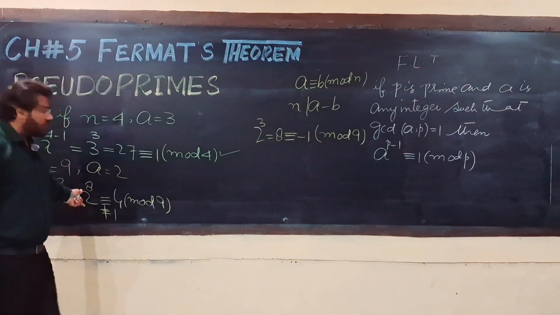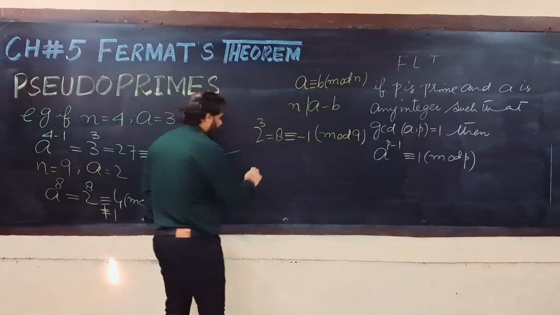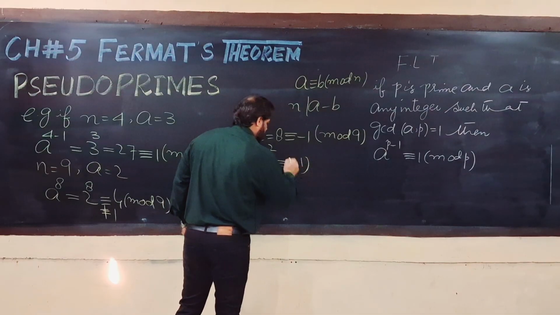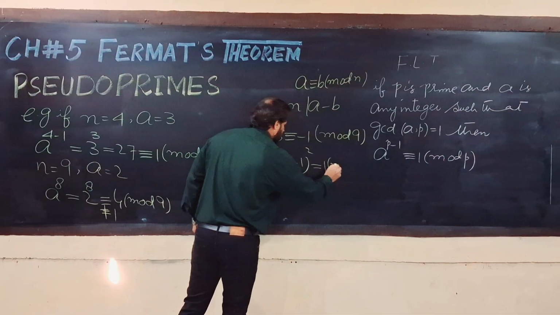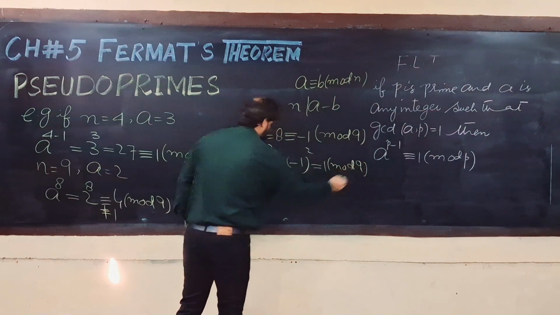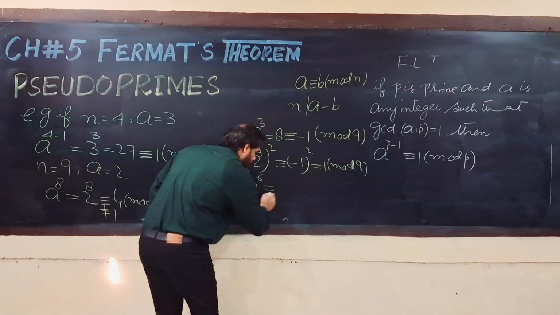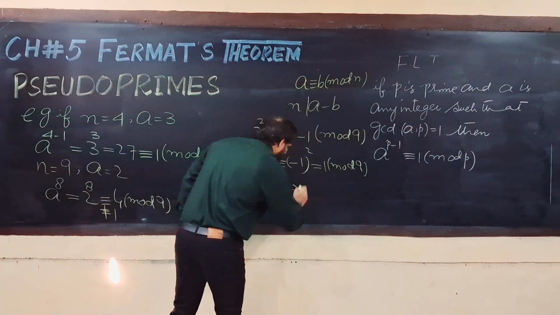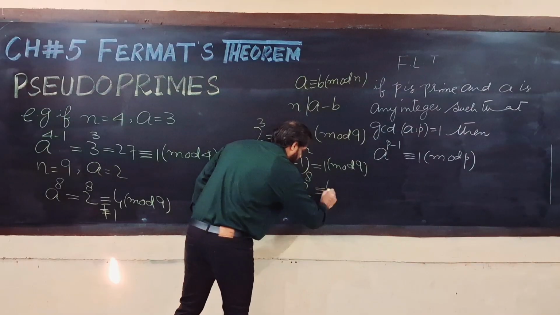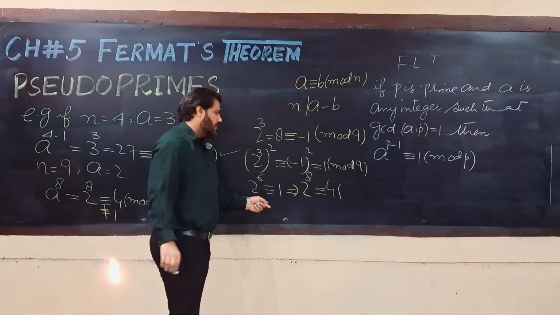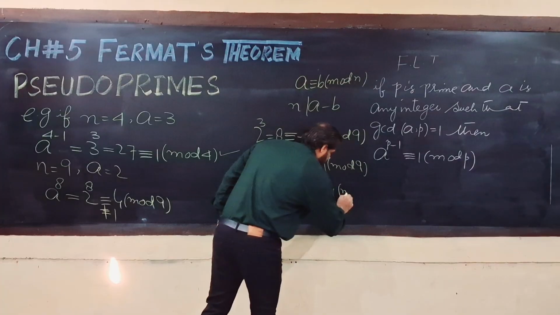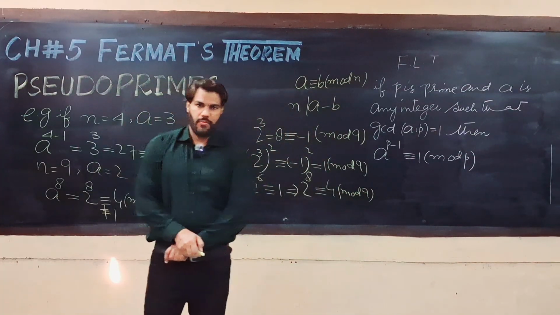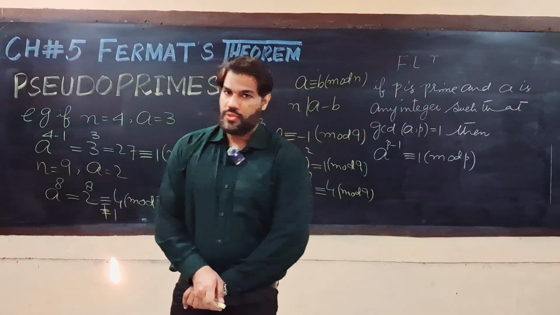To make the power 2 raised to power 8, we take the square on both sides. This becomes 2 raised to power 3 whole squared, which is minus 1 squared, and minus 1 squared is equal to 1 modulo 9. That is, 2 raised to power 6 is congruent to 1. Multiply both sides by 2 squared, that is 4. Then 2 raised to power 8 is congruent to 4 modulo 9. So from this example you can notice that Fermat Little theorem may not hold in the case of a composite integer.